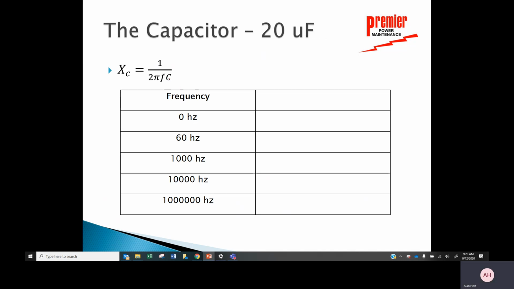Now I've got a capacitor here, 1 over 2 pi FC, okay? And I've got 20 microfarads. So if I do the equation here, at 0 frequency, this X sub C right here, it's going to be what? At 0 hertz, frequency is 0, it's going to be infinite, okay? Well, at 60 hertz, I've got 6.28 times 60 hertz times 20 microfarads, and do the inverse of that. I've got 132.7 ohms.